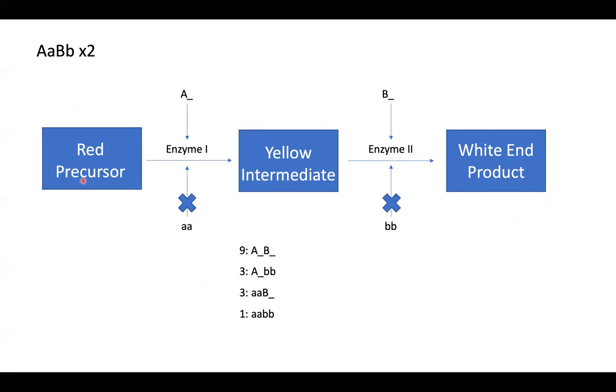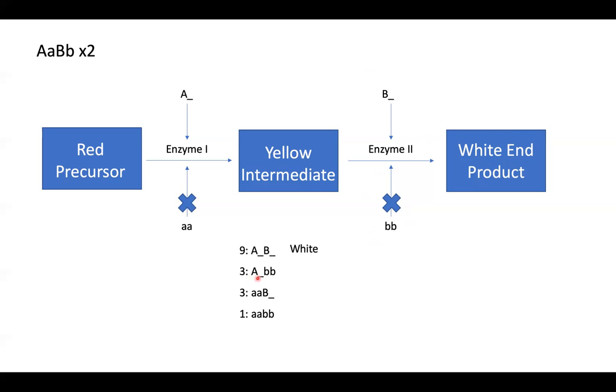you start at the red precursor. Doesn't have any little a's, but it does have the enzyme needed, so you move to the yellow intermediate. It does not have any little b's, and it does have the big B enzyme, so it's a white end product. The phenotype is white.